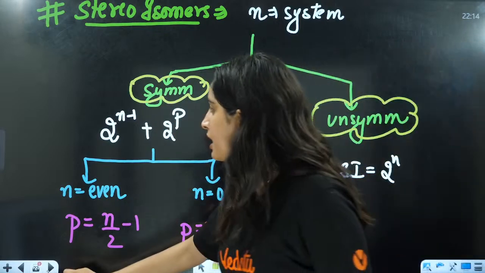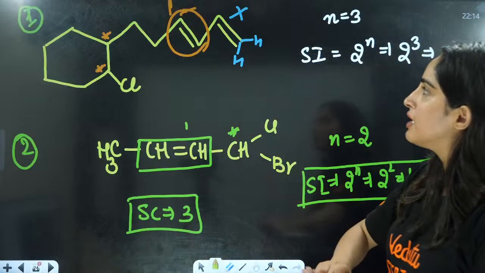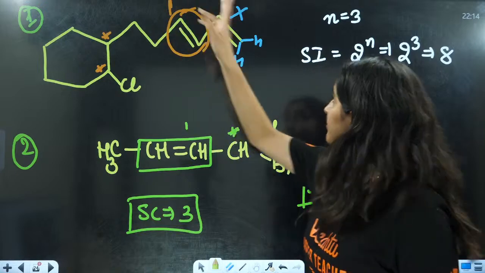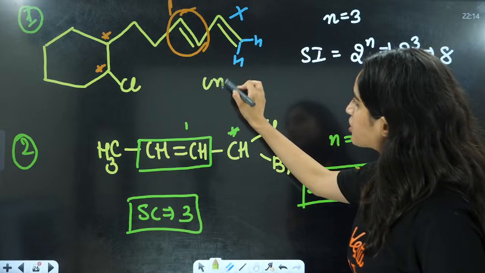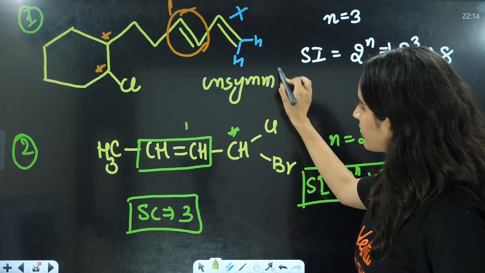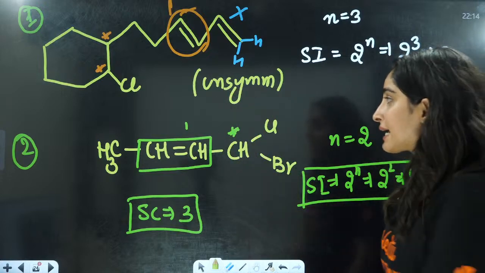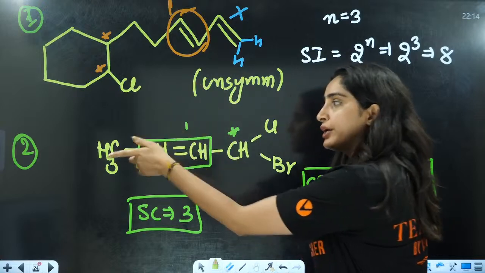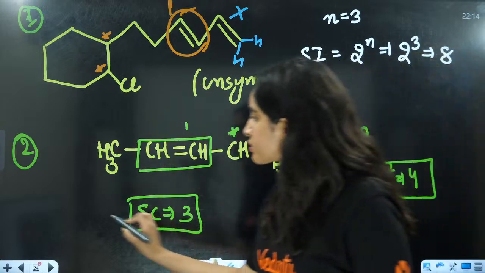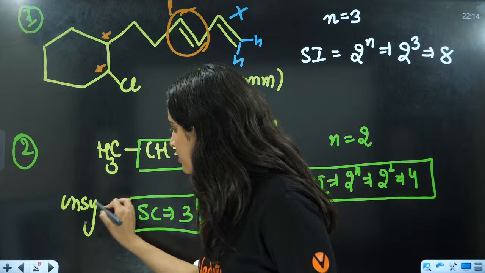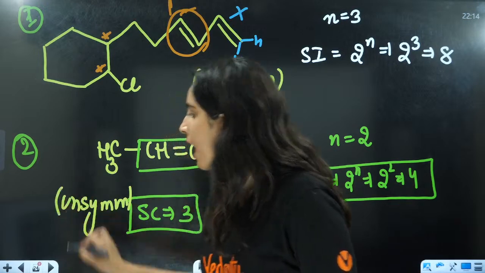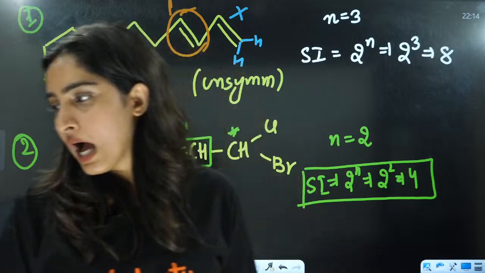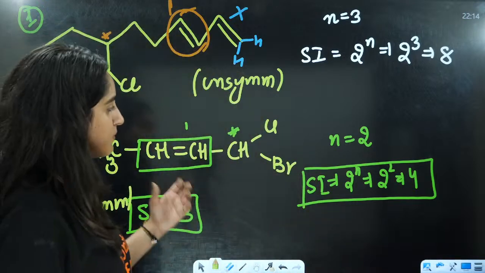For example, I am talking about this structure. Can I cut this structure into equal halves? No. That means this is the unsymmetrical structure. Can I cut this structure into equal halves? No, I cannot cut this structure into equal halves. That means this is also an unsymmetrical structure.